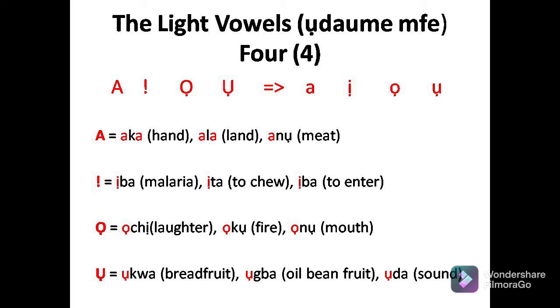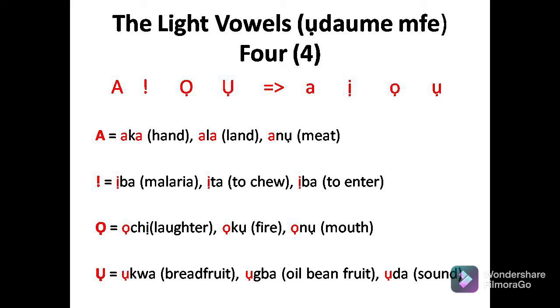These 4 vowels are the light vowels in Igbo language, and they are found in words like aka. Aka means hand. Ala, land. Ano, meat. We have iba. Iba means malaria. We have ita. Ita means to chew. We have iba. Iba means to enter. We also have archie. Archie means laughter.